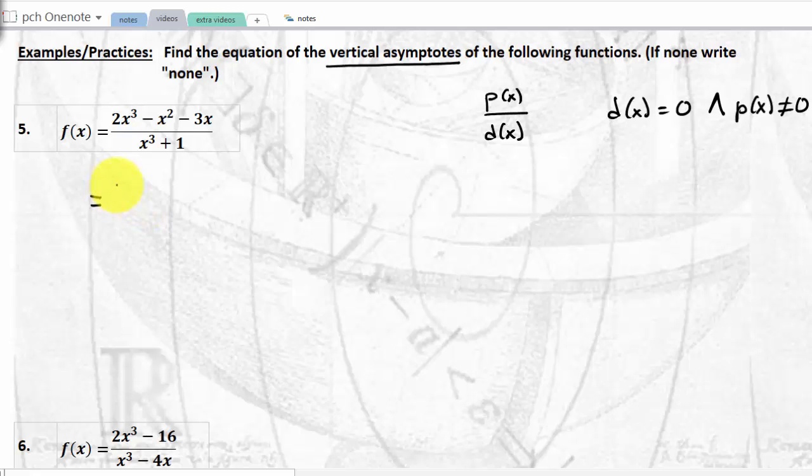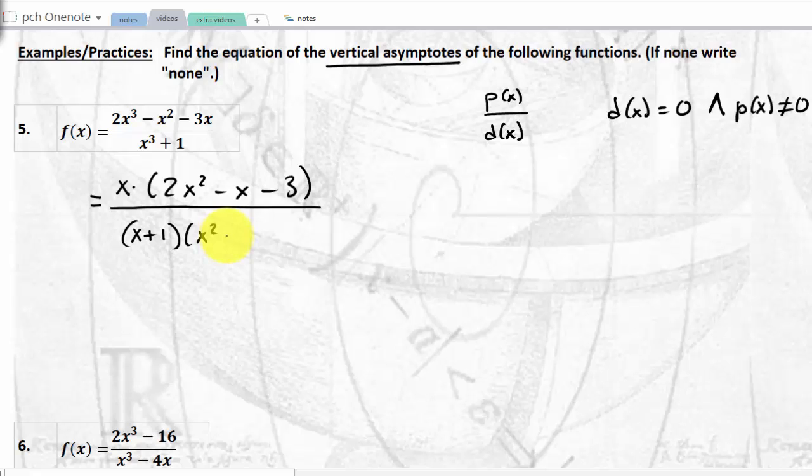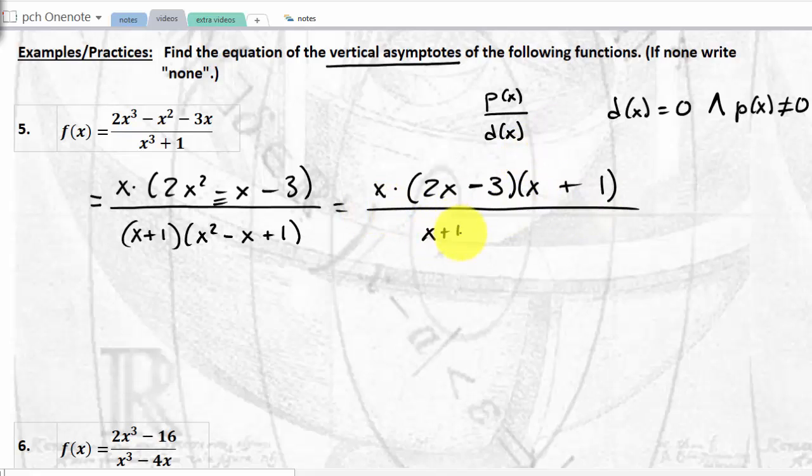This function doesn't seem easy. The first thing I'm going to do is try to factor it. So let me take an x out of the top. 2x squared minus x minus 3 divided by, now this is a sum of two cubes, right? So it's x plus 1 times x squared minus x plus 1. Let's continue with the top. X times, so let's try 2x right here. I want 1, so I need a 3 here and a 1 there. It's minus 1, so minus 3 plus 2, here we go, over x plus 1 times x squared minus x plus 1.